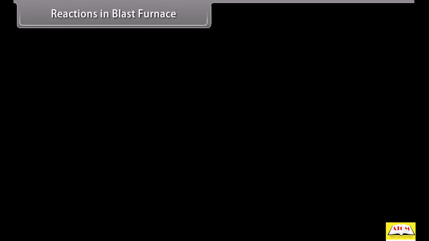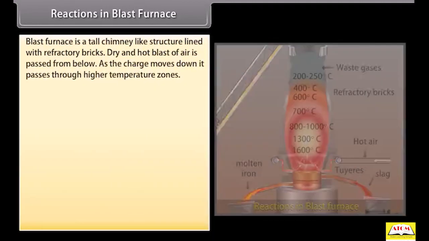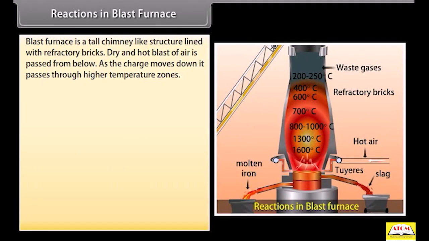Reactions in blast furnace. Blast furnace is a tall chimney-like structure lined with refractory bricks. Dry and hot blast of air is passed from below. As the charge moves down, it passes through higher temperature zones. On the basis of variations in temperature in the different parts of the blast furnace, there are various zones where different chemical changes take place.